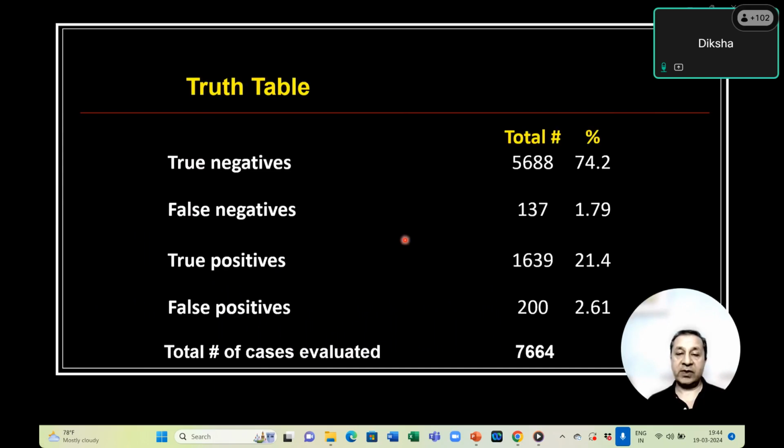As you can see, the total number of cases that we evaluated was nearly about 7,600 cases, and we had a false negative rate of 1.79. We also had false positives of about 2.61. That means our burden of false positives was not that bad, and that gave us reasonably good comfort in dealing with our cases.